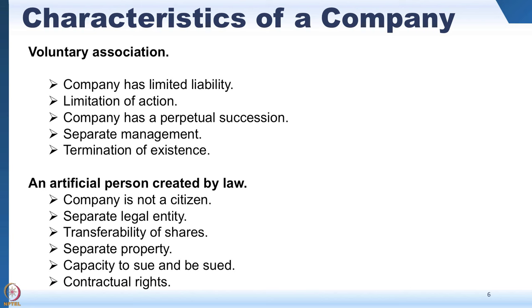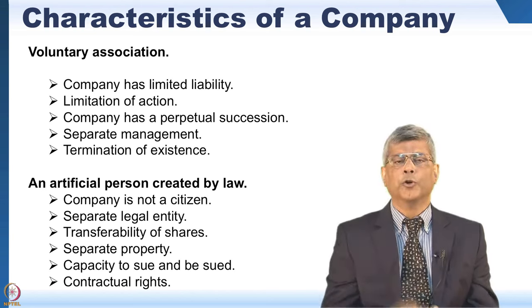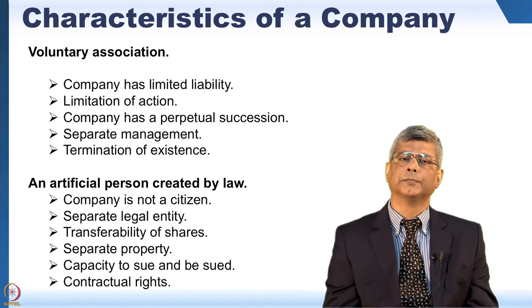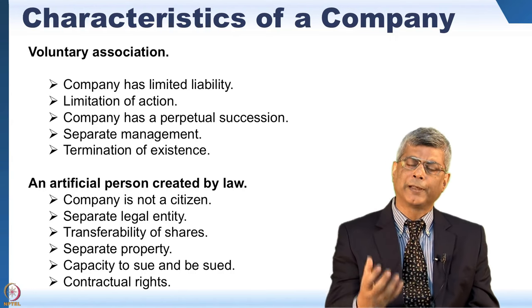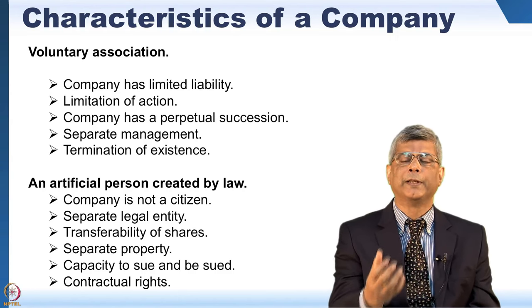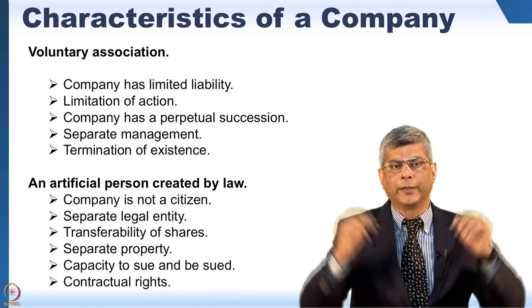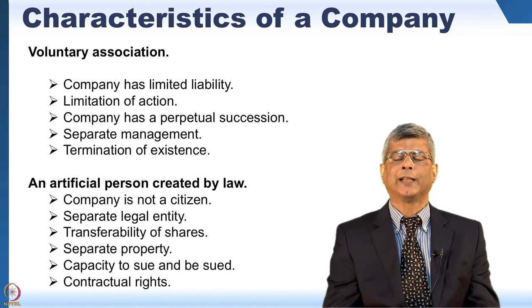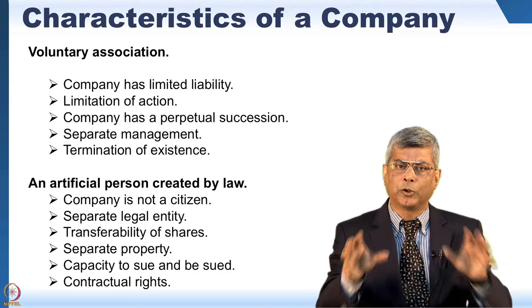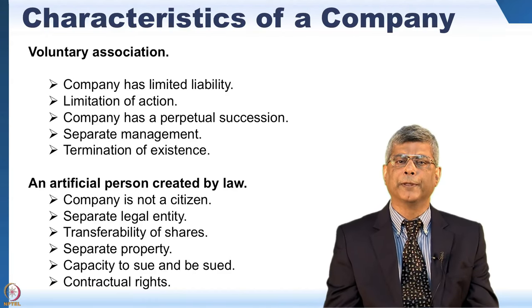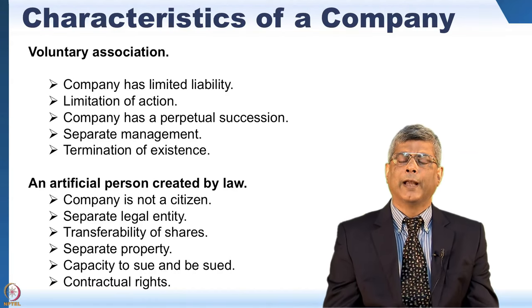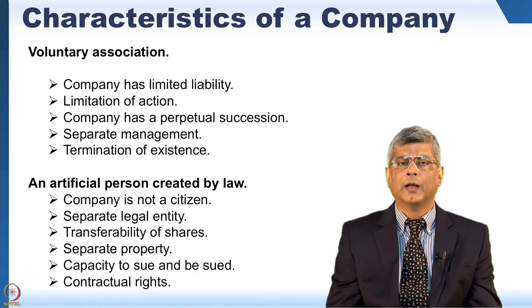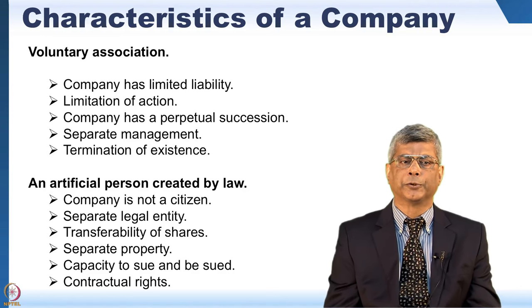So what are the characteristics of this legal entity called a company? First, it has to be a voluntary association. Nobody can force you to form a company. You can form a company. You can leave a company as an owner. So it's voluntary. Secondly, it's an association, which means there has to be legal structure and some documentation in the forming of a company. And there are some other aspects of a voluntary association.